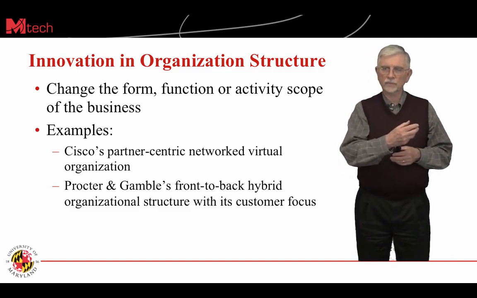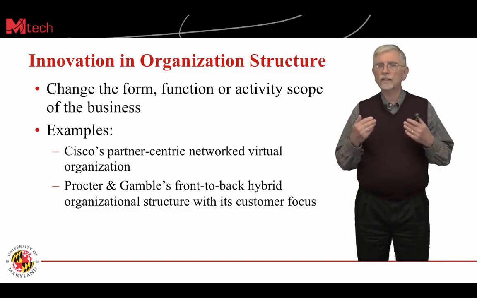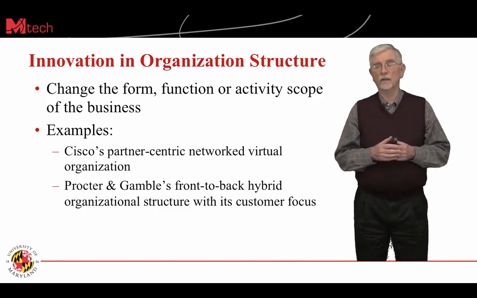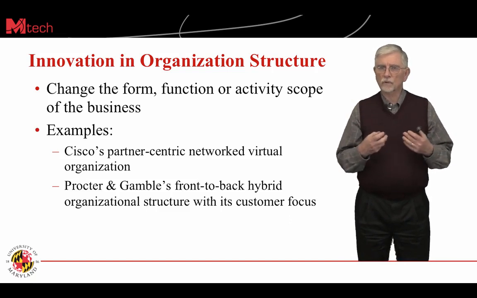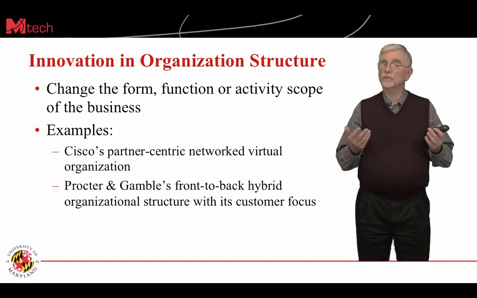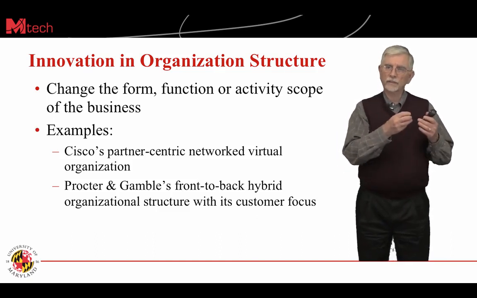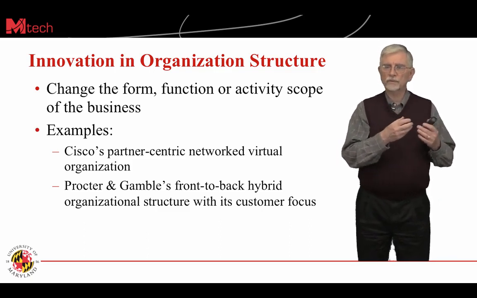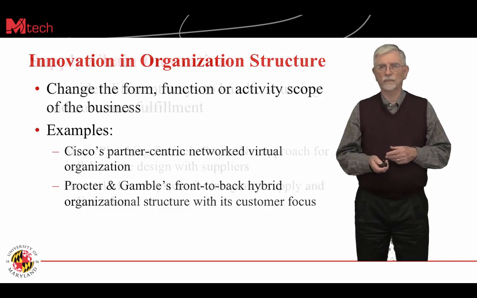We talked about process just briefly. Now we're talking about structure. If you change the form and the function or the activity scope of the business, you can innovate. And so some examples of that are where Cisco's partner-centric network virtual organization operates in a very independent and yet strongly networked way. Procter & Gamble is organized with what they call front-to-back hybrid organizational structure. It has a customer focus, and in that, Procter & Gamble is focused on a whole series of customers that buy groups of Procter & Gamble products.